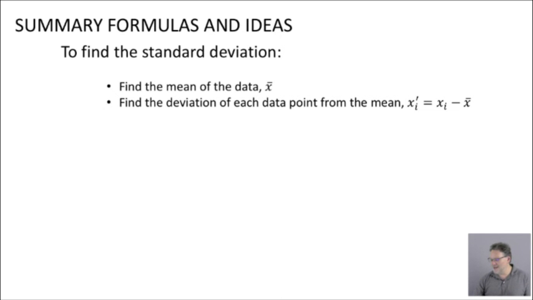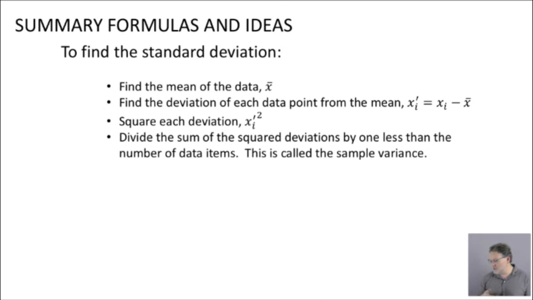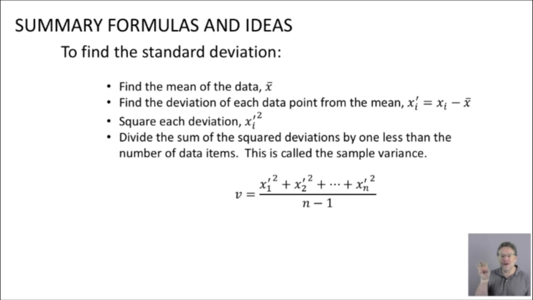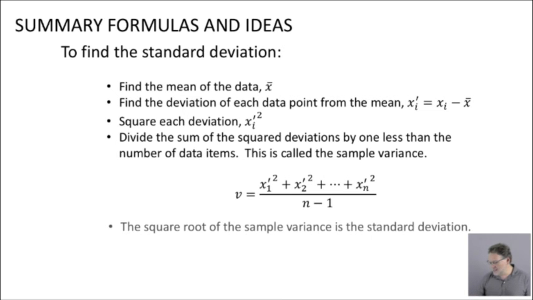That's x bar. And once we have each one of those deviations, then we square each deviation. So that's x sub i prime squared now. And we divide the sum of those squared deviations by 1 less than the number of data items. So you saw that in the previous slide there, not 4, but 3. We divided by 3. This is called the sample variance. So you can see here, this is just a symbolic way of describing this. We squared all those deviations, we added all of those up, and we divided those not by n, but by n minus 1, and that gives us the variance. And then lastly, we just take the square root of that variance to get the standard deviation.